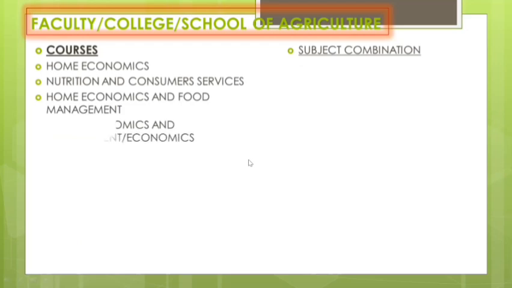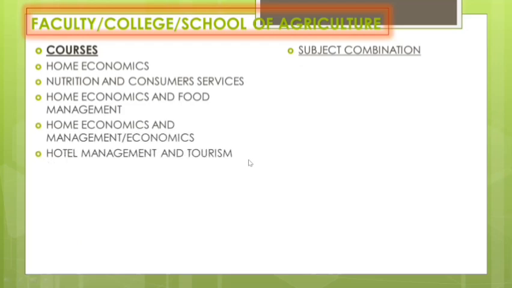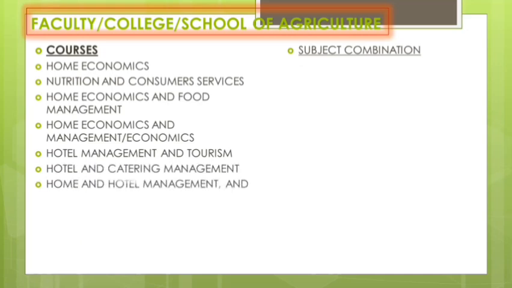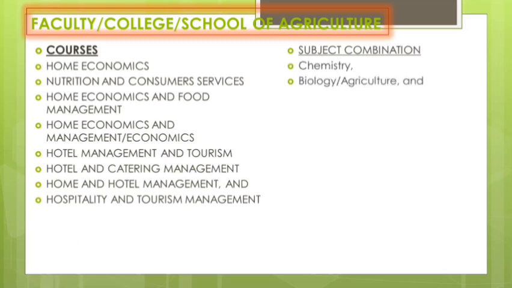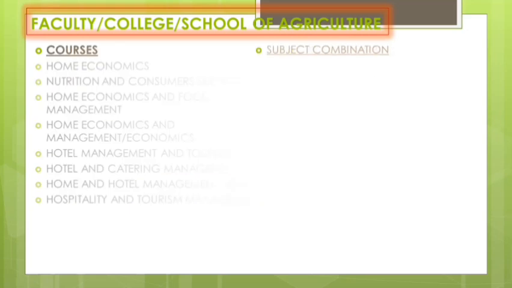For candidates applying for home economics, nutrition and consumer services, home economics and food management, home economics and management or economics, hotel management and tourism, hotel and catering management, home and hotel management, and hospitality and tourism. Let's look at the JAMB subject combination: chemistry, biology or agricultural science, and mathematics or physics, in addition to use of English that is compulsory for all candidates, or even one of social science subject. Let's look at other ones.